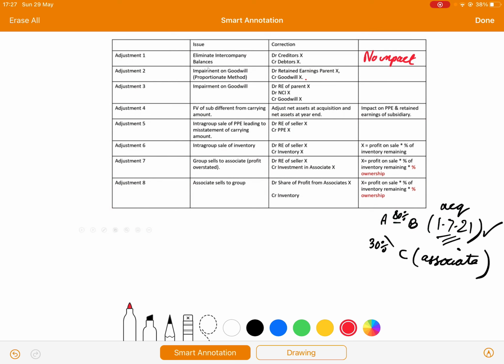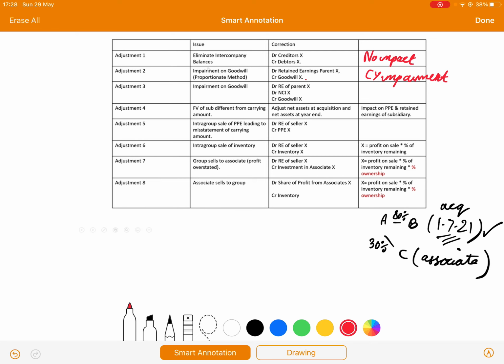Now the ones that do have an impact are the ones where we have to debit retained earnings in some way, because retained earnings ultimately is your accumulated profits. And if it relates to the current year, then you're going to have to adjust your statement of profit and loss. So let's look at adjustment 2, where you have an impairment on goodwill. So it's a current year impairment.